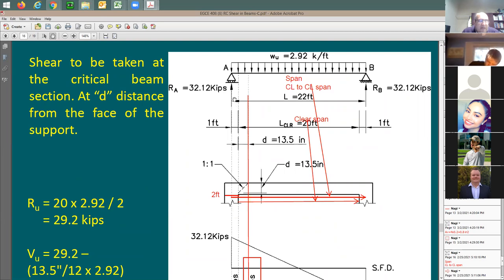1 foot is going to be from this side, and 1 foot from this side. In that case, if you have 22 here, you have 1 foot from this side and 1 foot from the other side, so you're going to have a clear span of 20 feet.